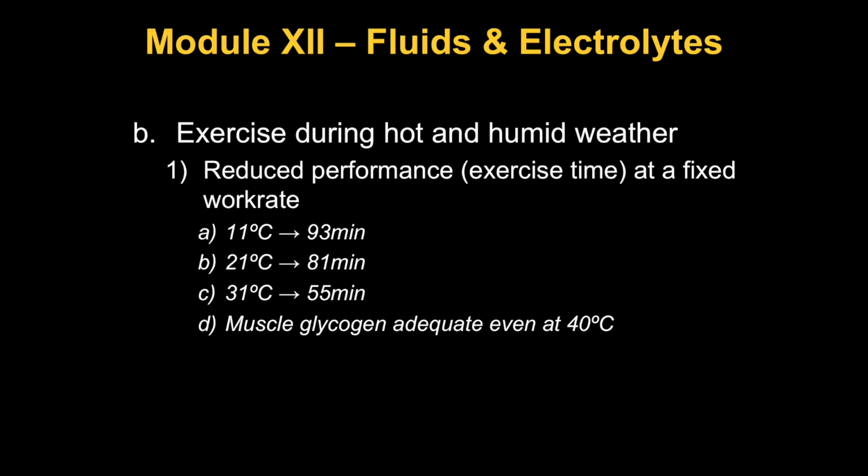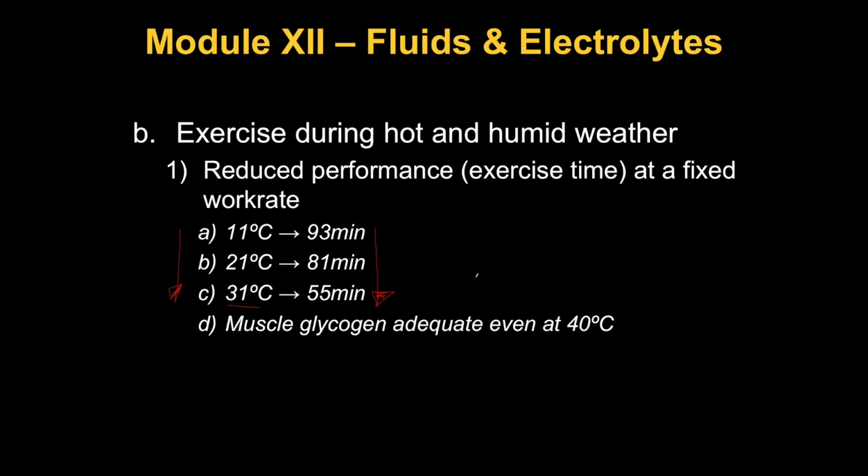In hot and humid weather, obviously, this is a primary concern. We know that in a laboratory setting, we can keep the work rate fixed, and if we increase the temperature of the laboratory, as was done in this particular study, going from 11 degrees Celsius to 31 degrees Celsius actually reduced the amount of time until athletes fatigue. So this is a time to fatigue trial of athletes by simply manipulating the ambient temperature. And as you increase the ambient temperature, you're going to reduce the amount of time that the person can exercise.